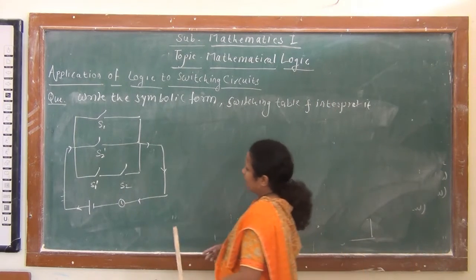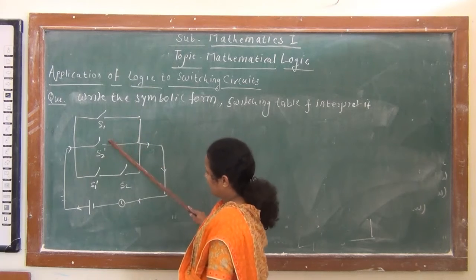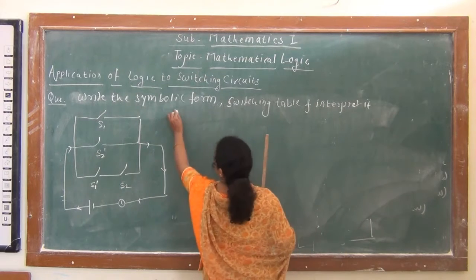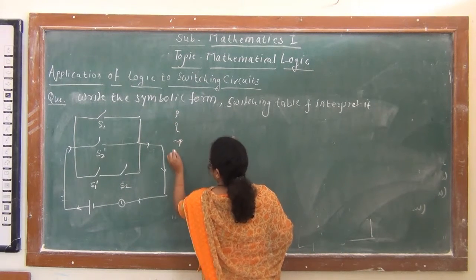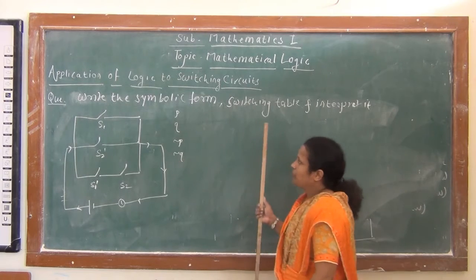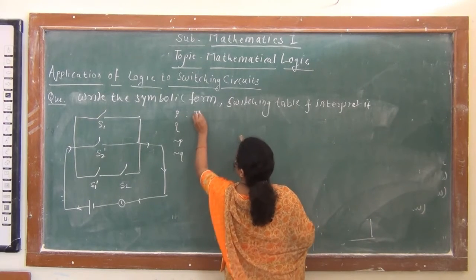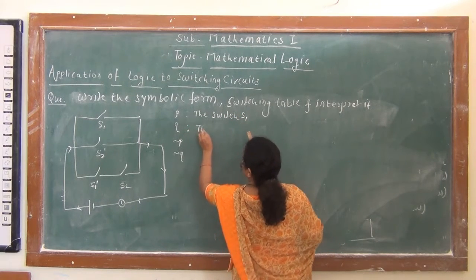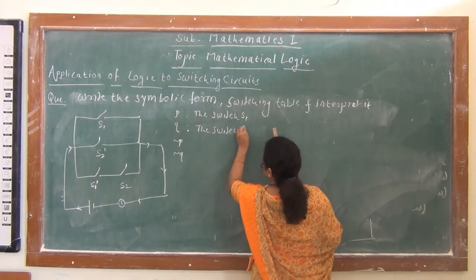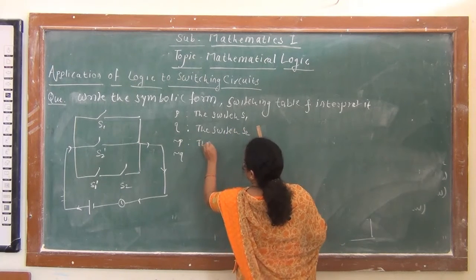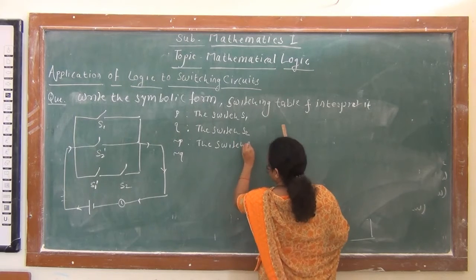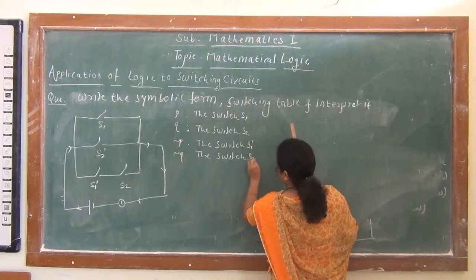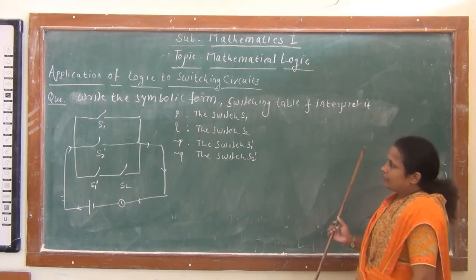So if we observe here, we have 4 switches, S1, S1 dash, S2, S2 dash. So first we define 4 statements, P, Q, negation P, negation Q. P for switch S1, Q for switch S2, negation P for switch S1 dash, and negation Q for switch S2 dash. And then we write the symbolic form.